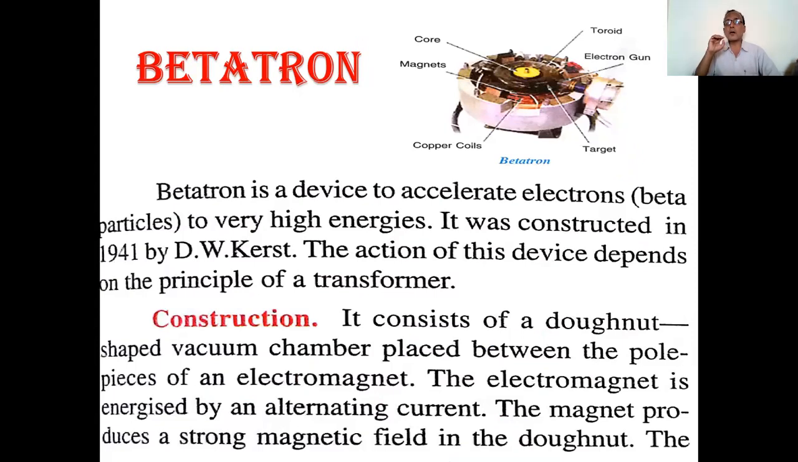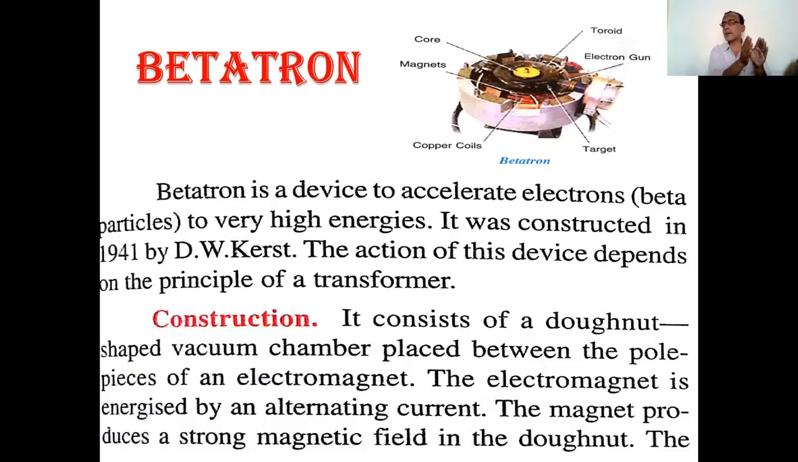Now, betatron. From the name, it becomes clear. Betatron is the particle accelerator, or the device, which accelerates electrons, beta particles, to very high energy. It was constructed in 1941 by the scientist D.W. Kerst. The action of this device depends on the principle of a transformer.